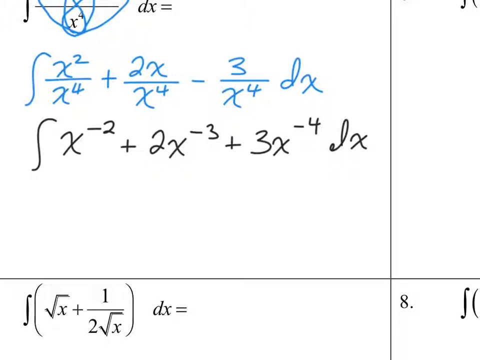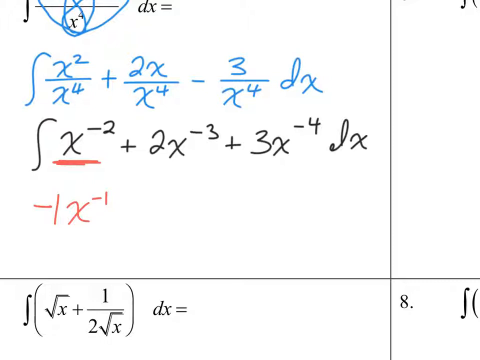For the first one, increase the exponent by 1, becomes x to the negative first. Divide by the new exponent. Coefficient, understood coefficient is 1. If I divide it by a negative 1, it becomes a negative 1. You obviously don't have to write the negative 1. You can just write the negative sign. But that's what it would become.